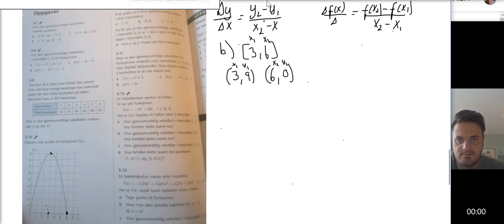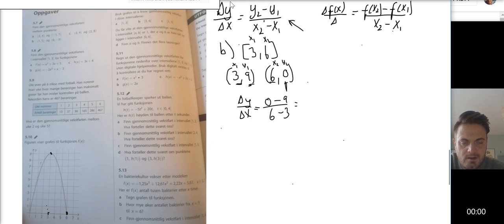Then we just use one of these formulas here, and let's take delta y divided by delta x. y2 is 0 minus y1, which is 9, divided by x2, which is 6, minus x1, which is 3. I'll just use this formula up here. And then we get minus 9 divided by 3, which is minus 3, like this.